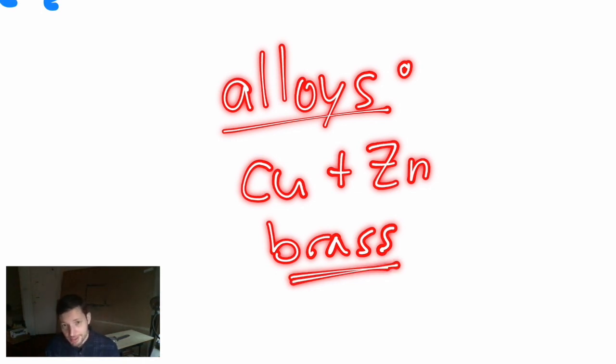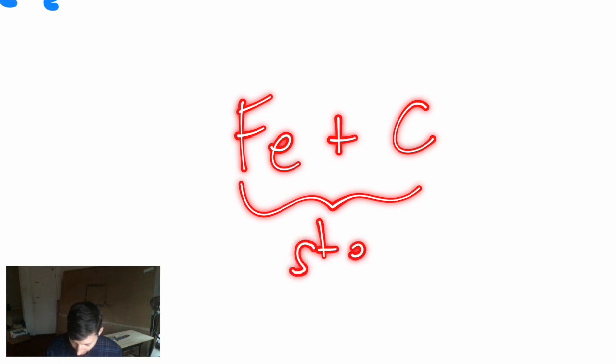It doesn't have to be two metals. Another very commonly known alloy is iron and carbon. That makes steel. This is actually an interstitial alloy, and it still behaves like a metal, so we still call it an alloy. It's a solid mixture that behaves as a metal.